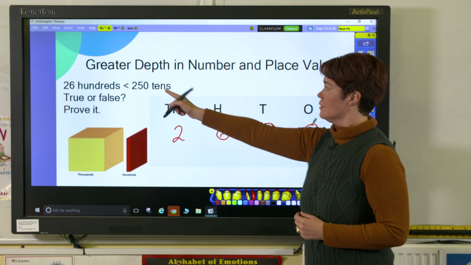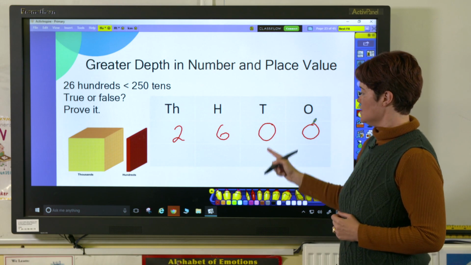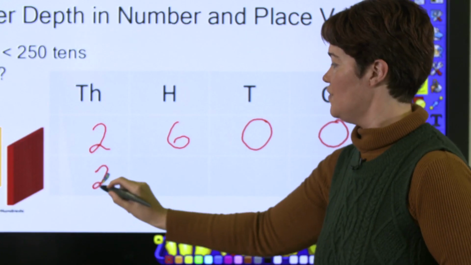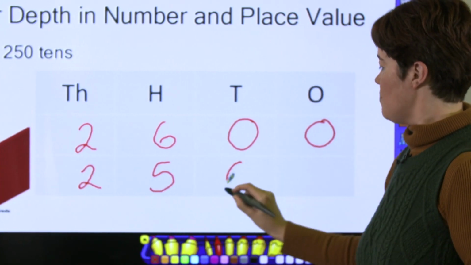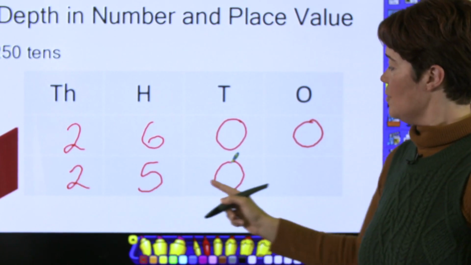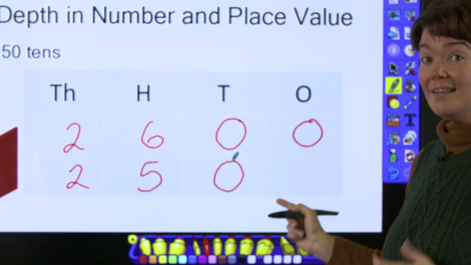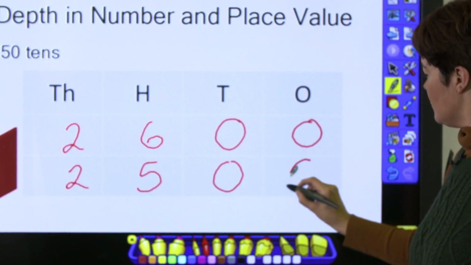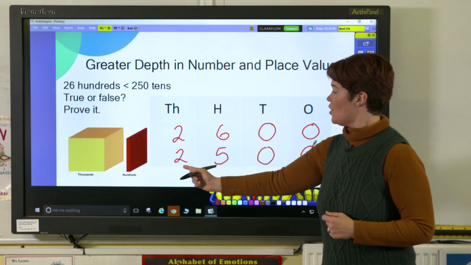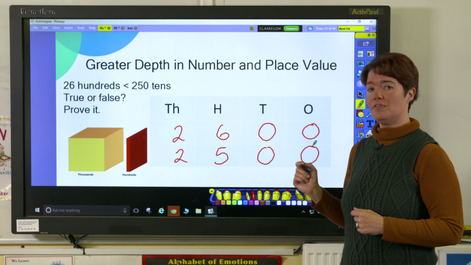Doing the same, 250 tens. Here's our tens column. We need 250 of them. Hopefully pupils, using their place value, look, 250 tens. What's missing? We need a place value holder. Here's our placeholder in our ones. We've got the number 2,500.